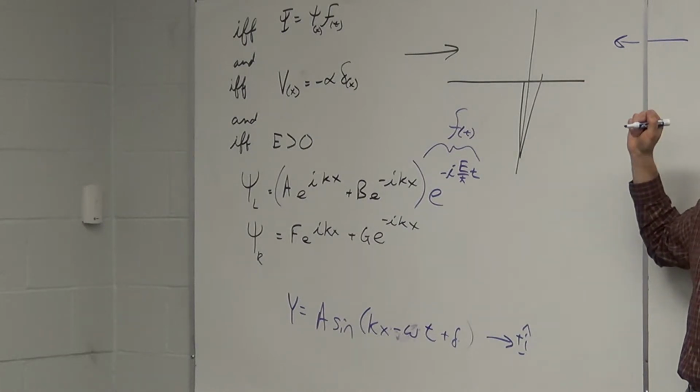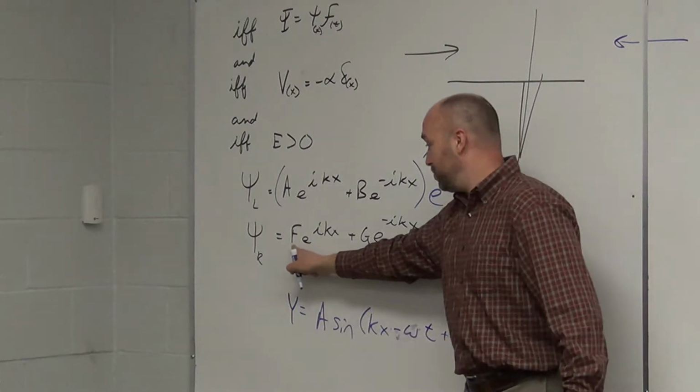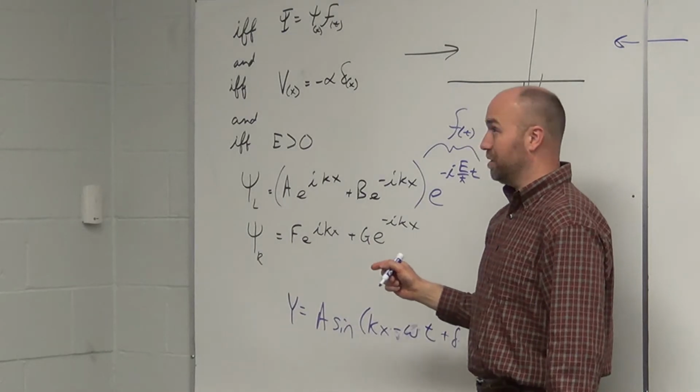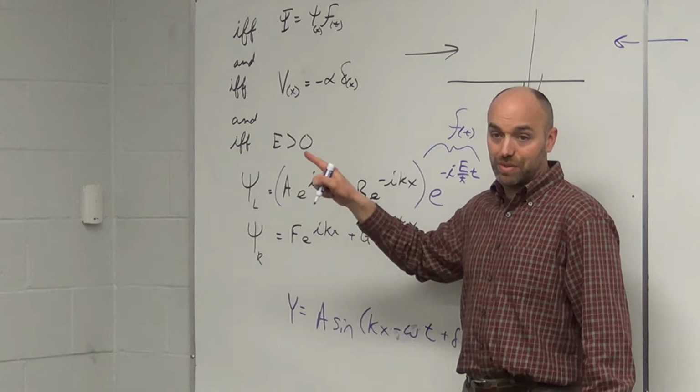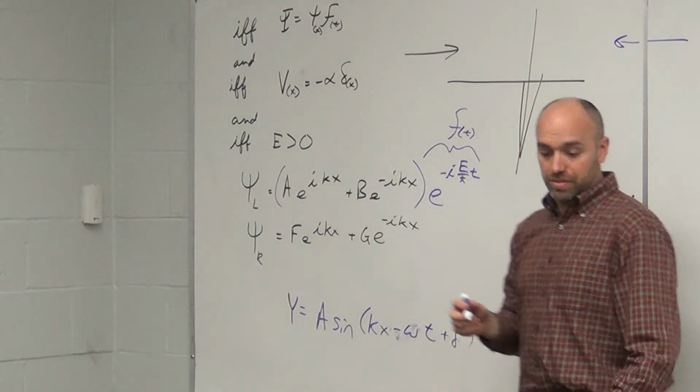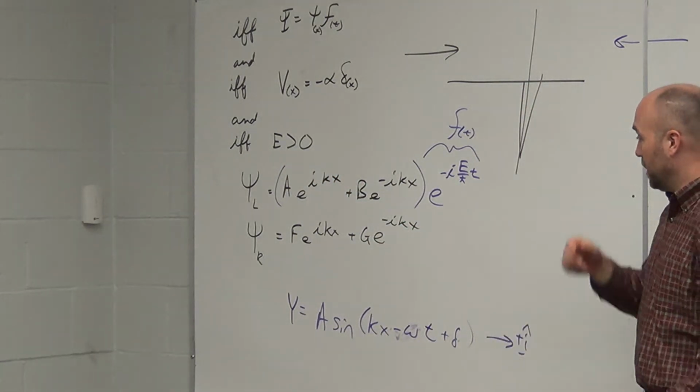And so then what's reflected? F would be reflected. And then what would be transmitted? B. And what would A be? Zero. Does that make sense to everybody? Yep. Okay.